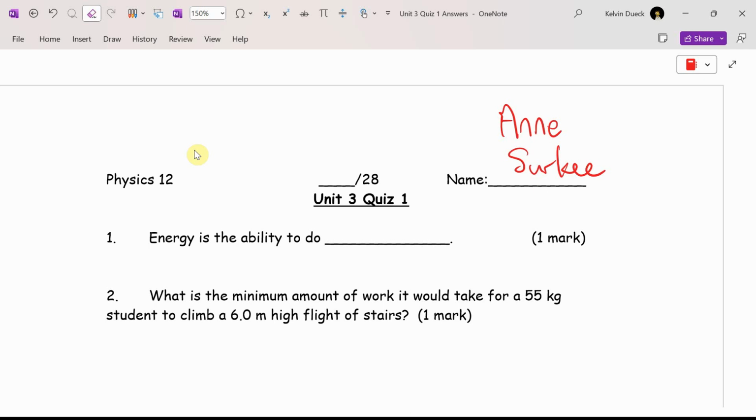Yeah, energy is the ability to do work. Now, our first definition of work was force times distance. That means that if an object has energy, it can apply a force over a distance.